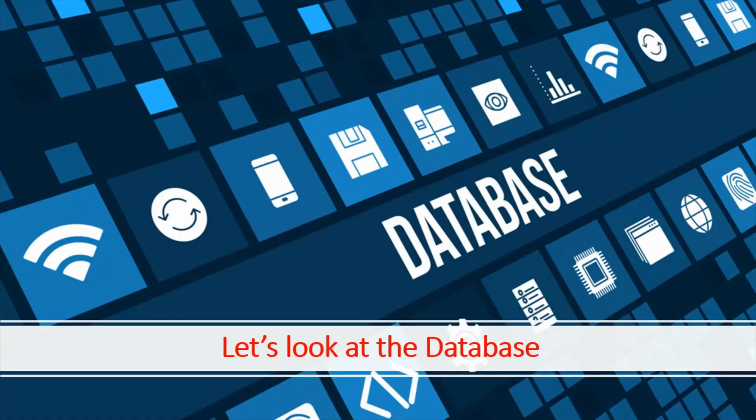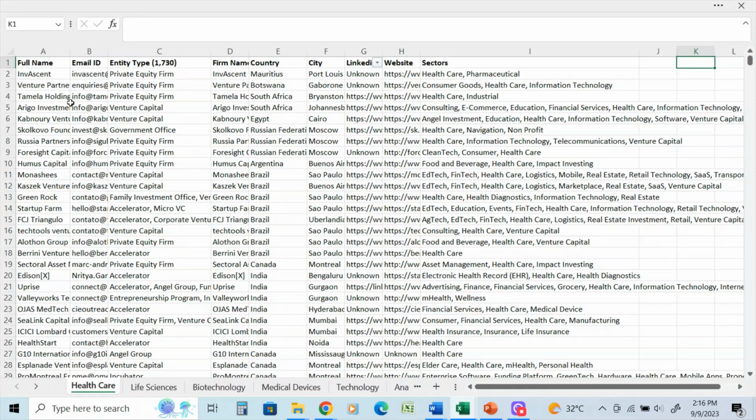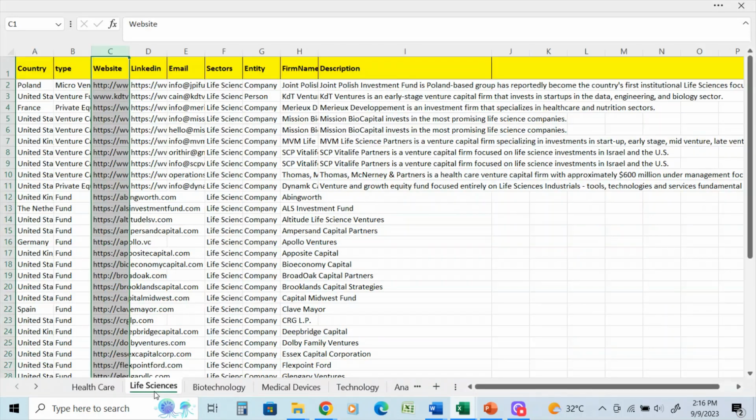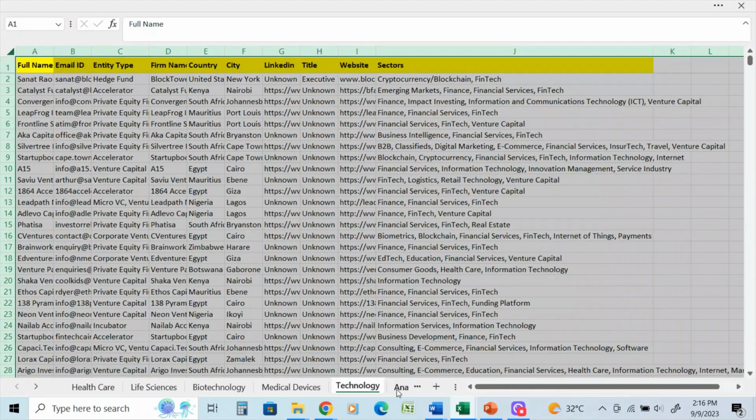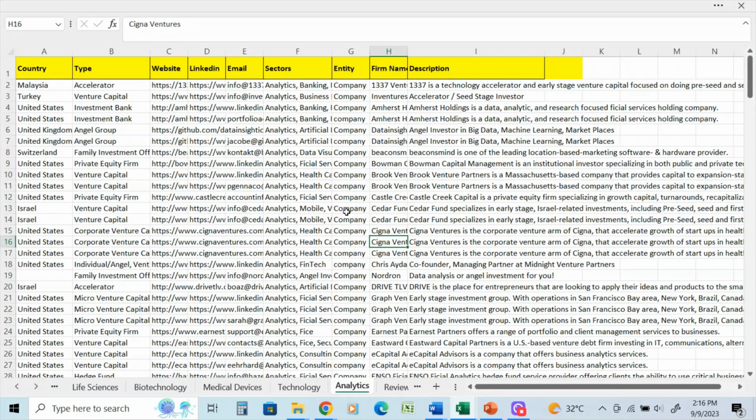So let's take a look at the database. So now we're over on the database section, and as you can see here, we have healthcare, life sciences, biotechnology, medical devices, and technology and analytics. So those are the databases that I have chosen.